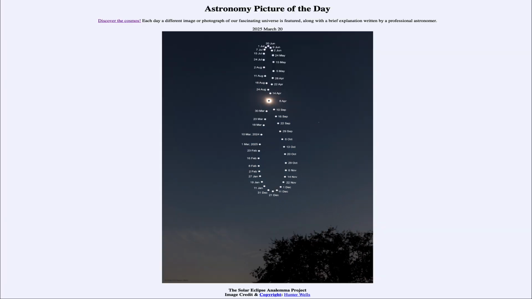So that was our picture of the day for March 20th of 2025. It was titled The Solar Eclipse Analemma Project.